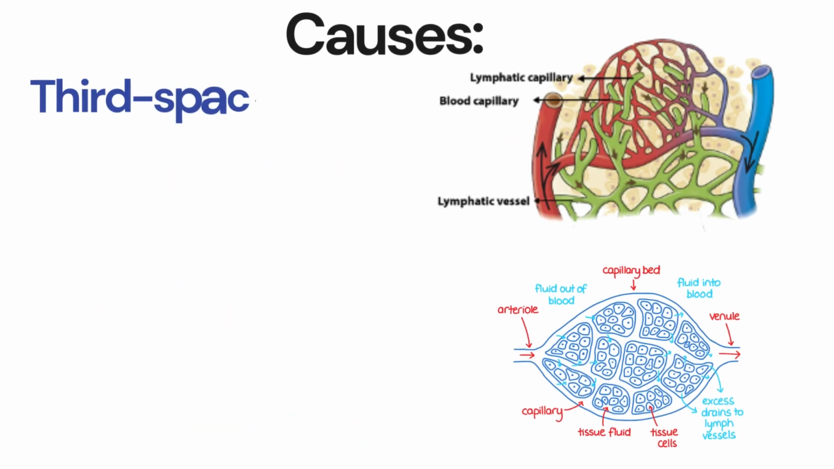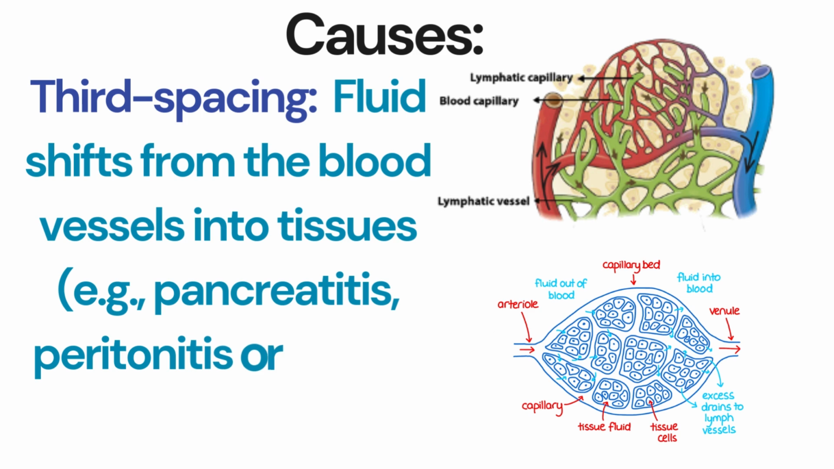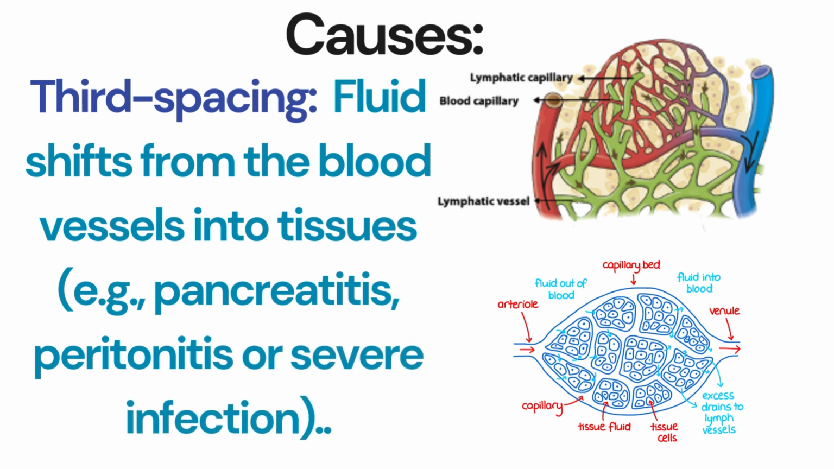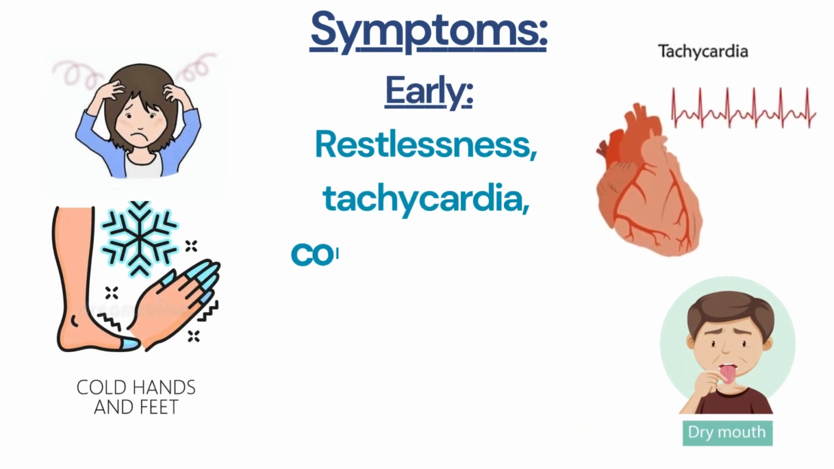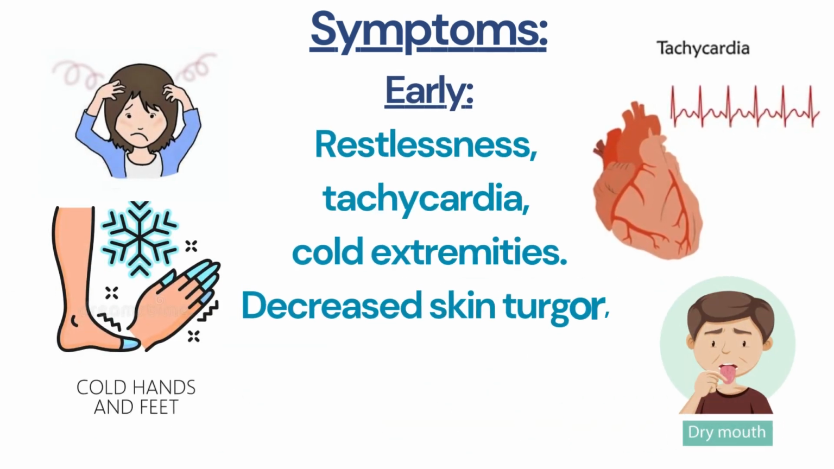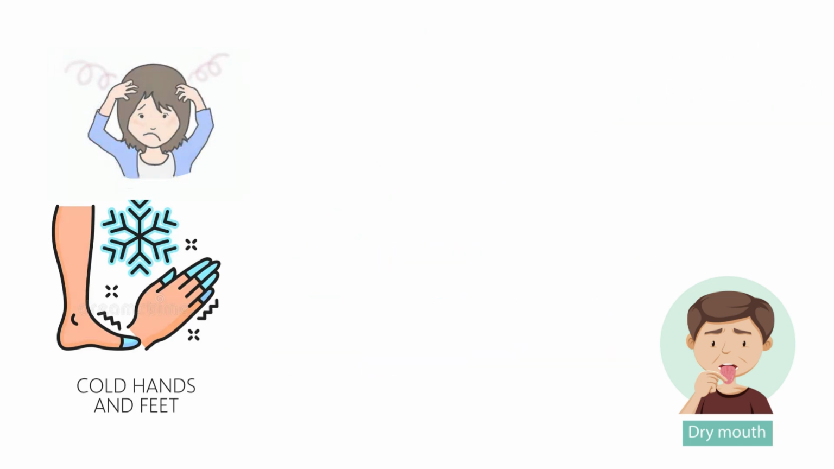Third spacing. Fluid shifts from the blood vessels into tissues, e.g. pancreatitis, peritonitis, or severe infection. Symptoms. Early symptoms include restlessness, tachycardia, cold extremities. Decreased skin turgor, dry mucous membranes.